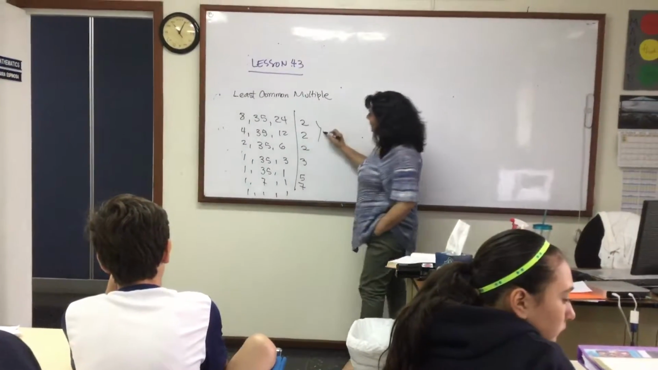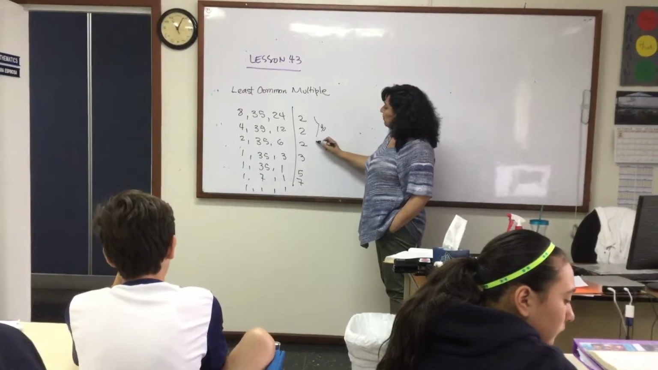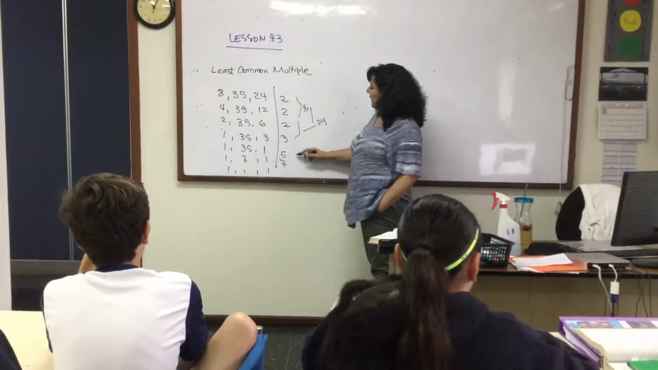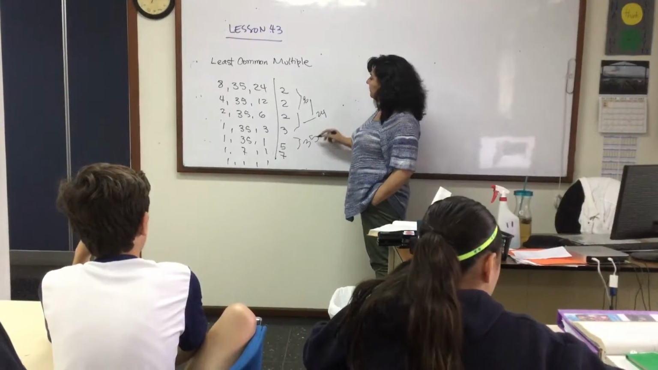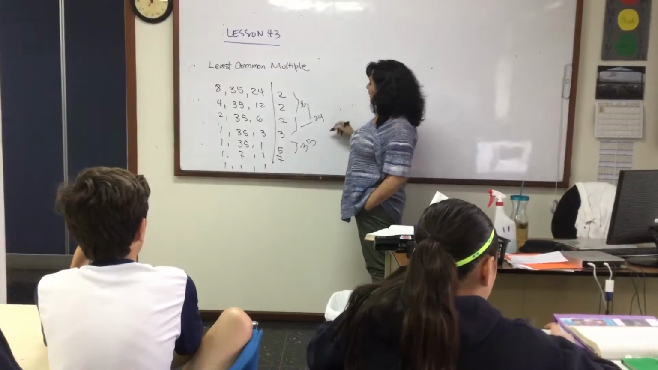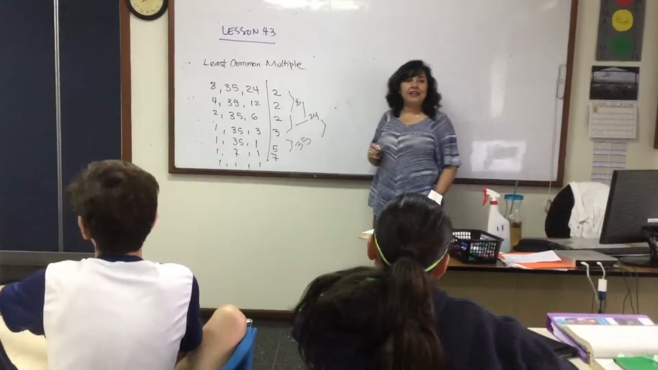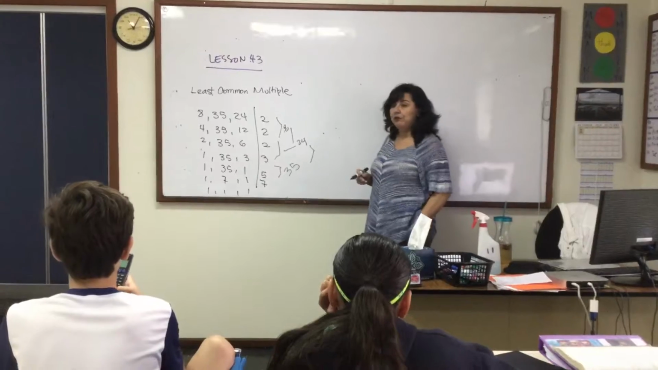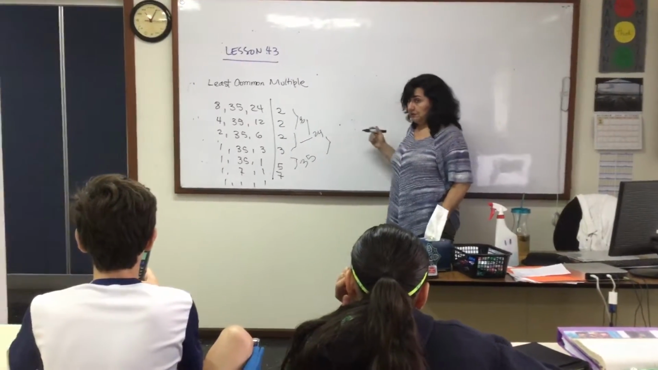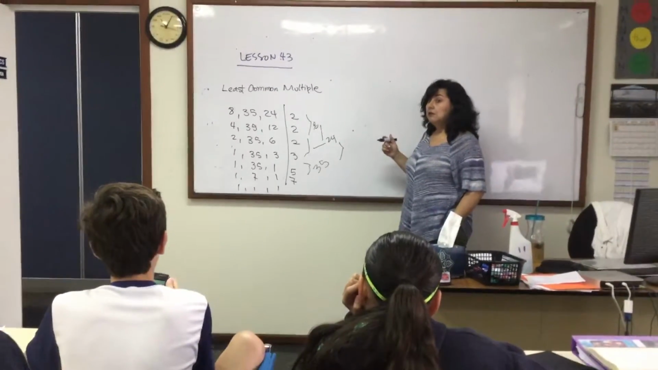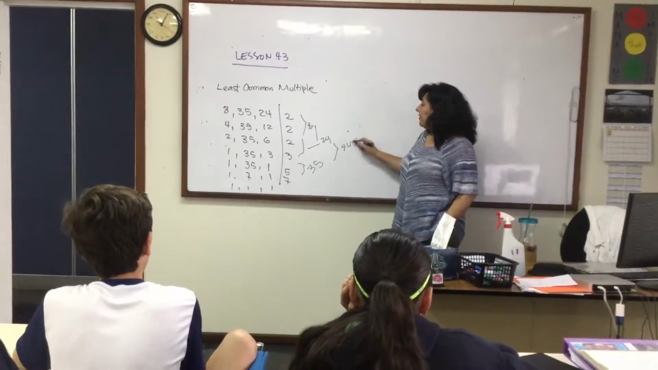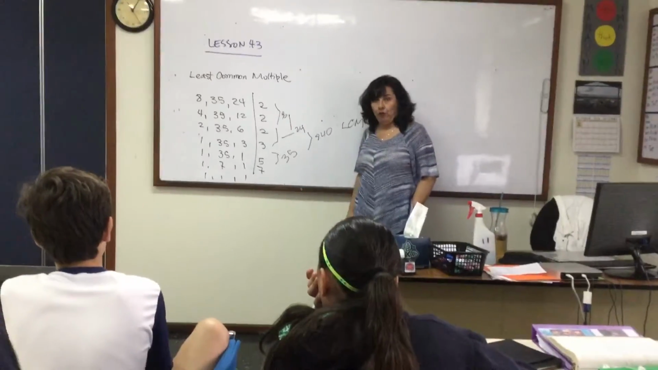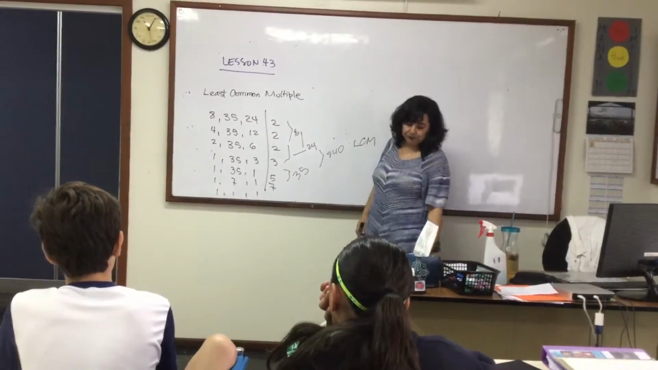So it would be 8 times 3, which is 24. No, it's 8 times 6, times 35. How much is 35 times 24? 840. That would be your least common multiple between 8, 35, and 24. Okay?